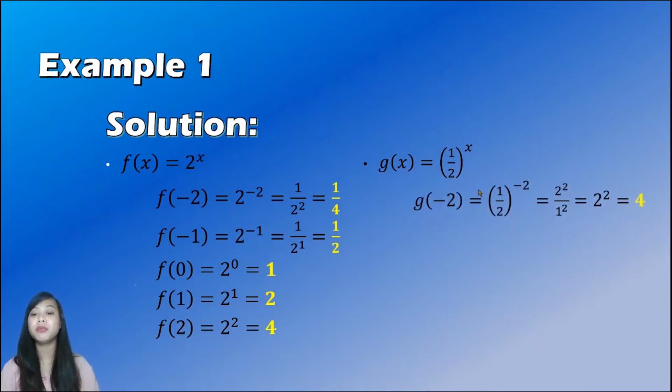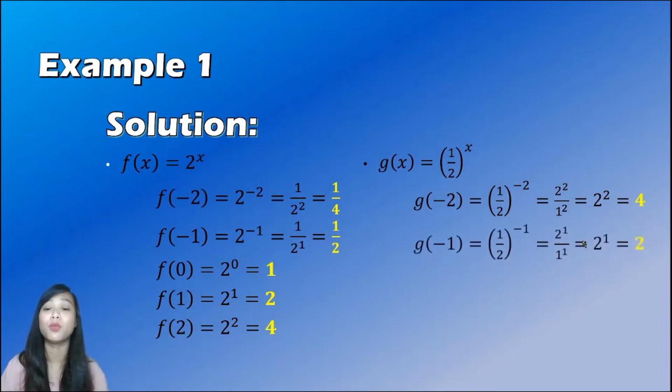So g of negative 2, we have 1/2 raised to negative 2. In here, when we have a negative exponent of a fraction, we can simply turn it to its reciprocal. So we have 2 raised to 2 over 1 raised to 2. We have 2 squared, and 1 squared is just also equal to 1. So we have an implied 1 in the denominator here. So 2 squared is equal to positive 4.